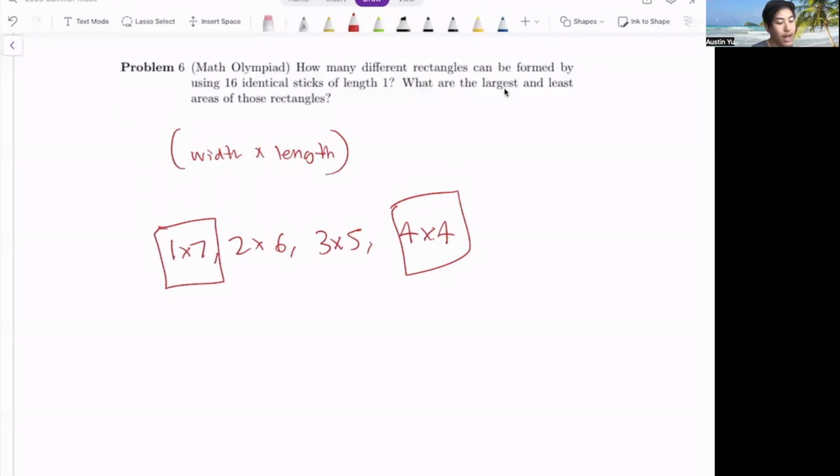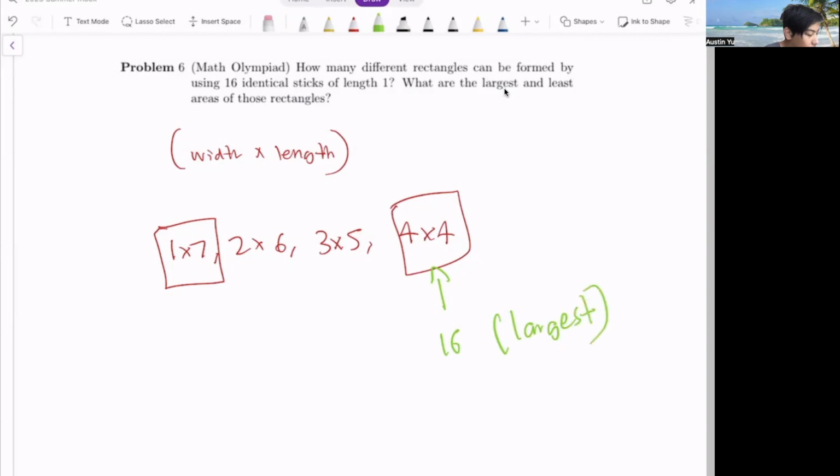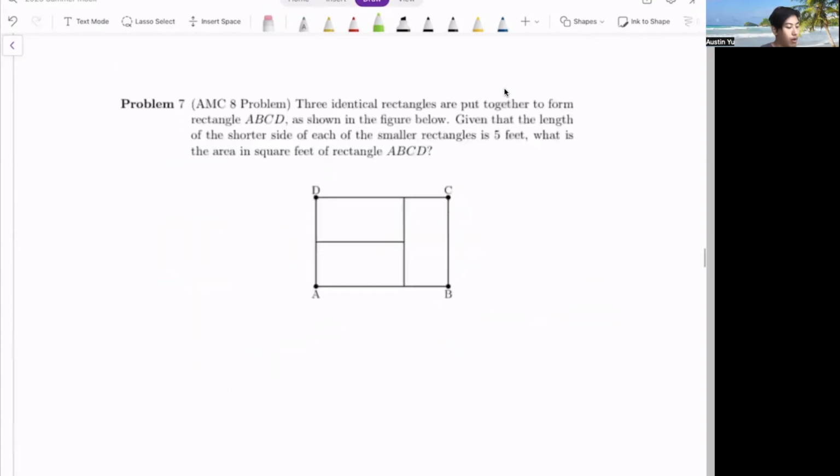So here's a fact: among all rectangles that have the same perimeter, the square has the largest area. That's just a little fact to know in case you run into a problem like this again. This one would just be the largest area, 4 by 4 equals 16, largest. Whereas the smallest would be the 1 by 7, which is 7, smallest. And there you go.